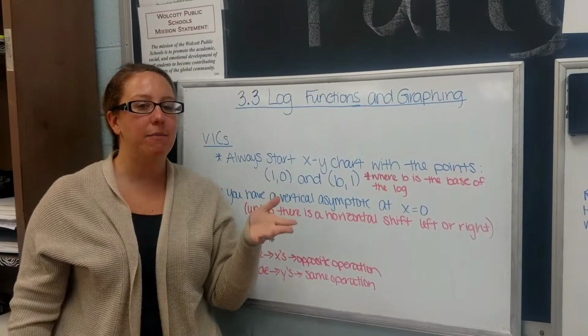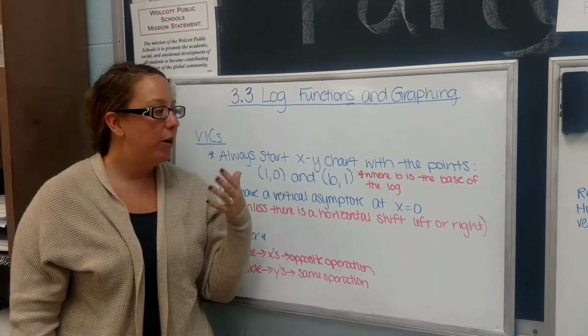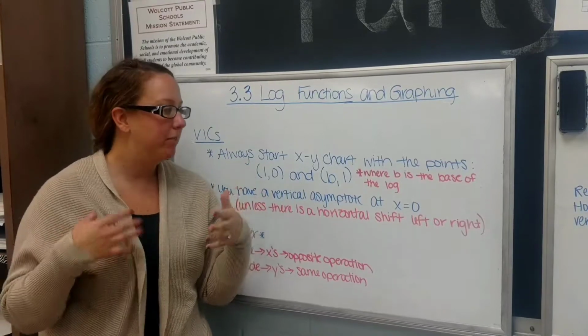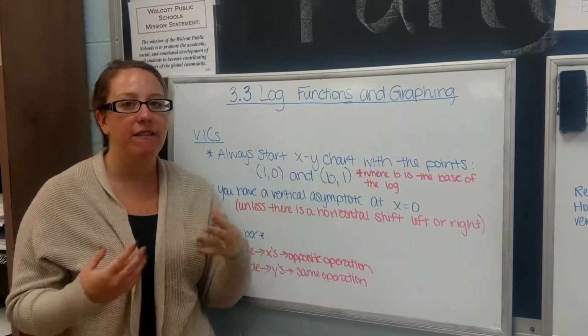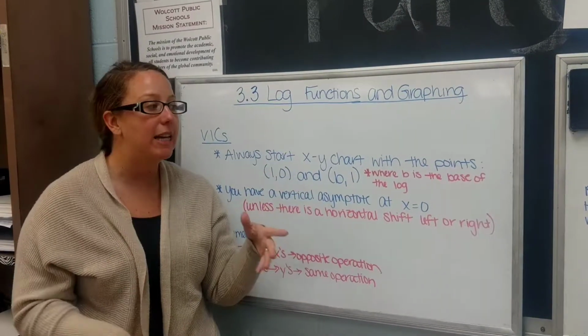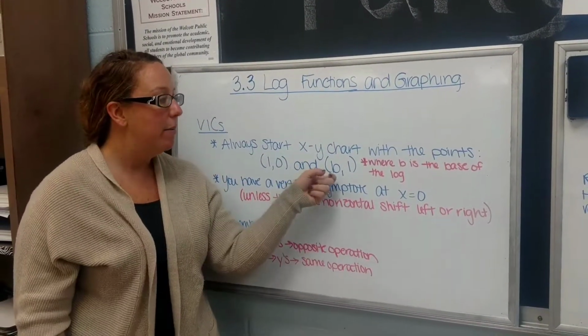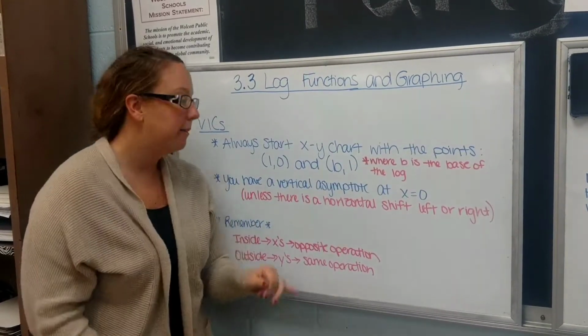So if you're graphing log base 2 of x, you're going to start with the point (2, 1) here. If you have log base 10 of x, you have (10, 1). If you have ln of x, you're going to have (2.718, 1) because that base is e. So this point varies based on the log function you're graphing, but b is always the base of that log.